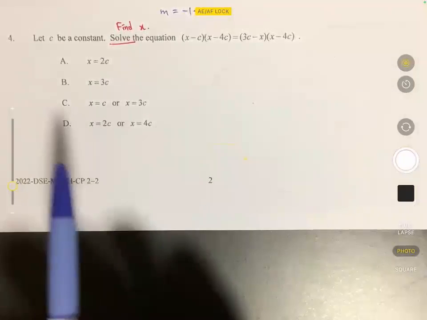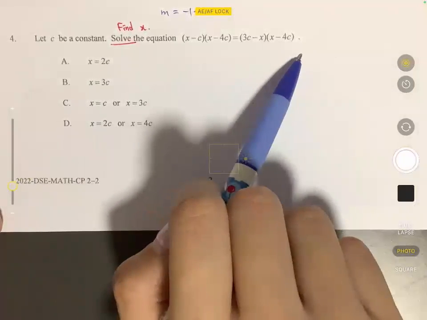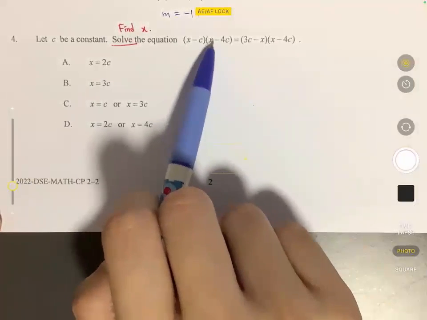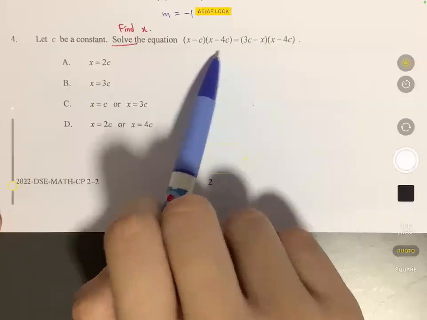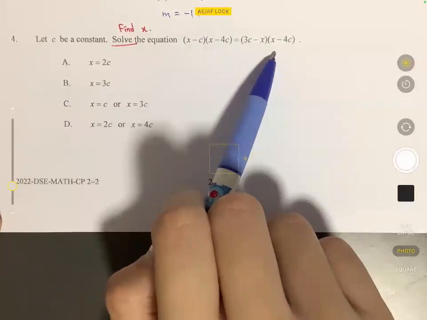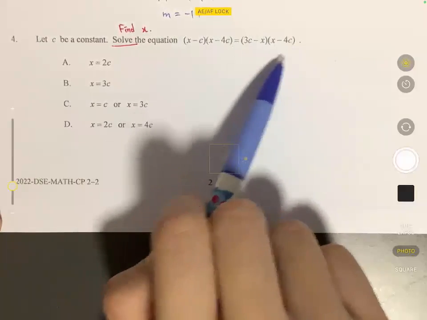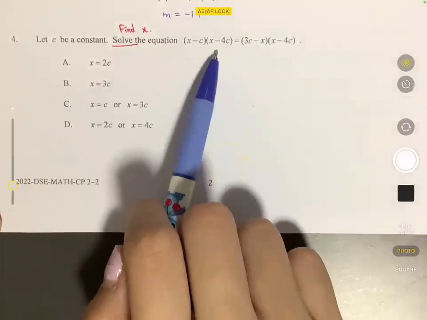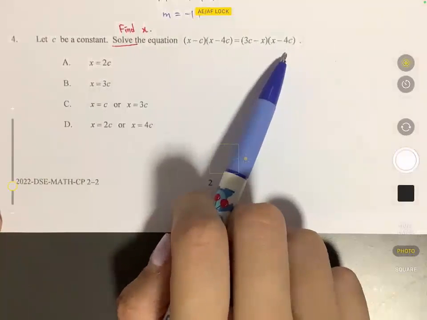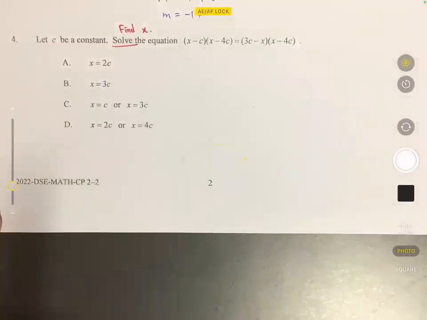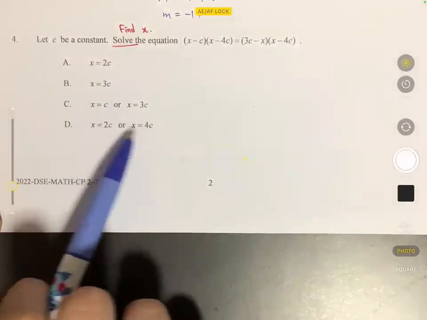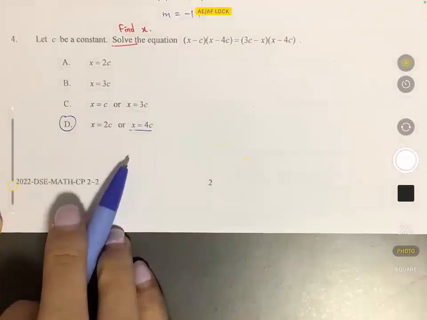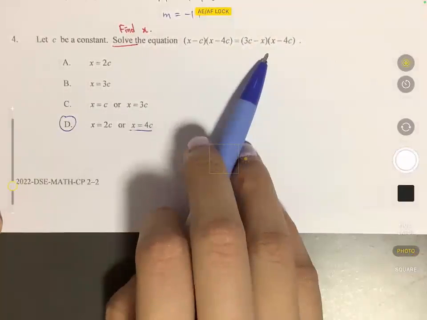Okay. So you see that if they have the same bracket, if x is 4c, what will become? If x is 4c, then 4c minus 4c, left-hand side is 0. And right-hand side, 4c minus 4c is again 0. That means 0 should be equal to 0, right? So that means 4c is one of the solutions already. That means 4c is correct. You see that? 4c here. So that means the answer should be D, because I found that 4c suits the equation.